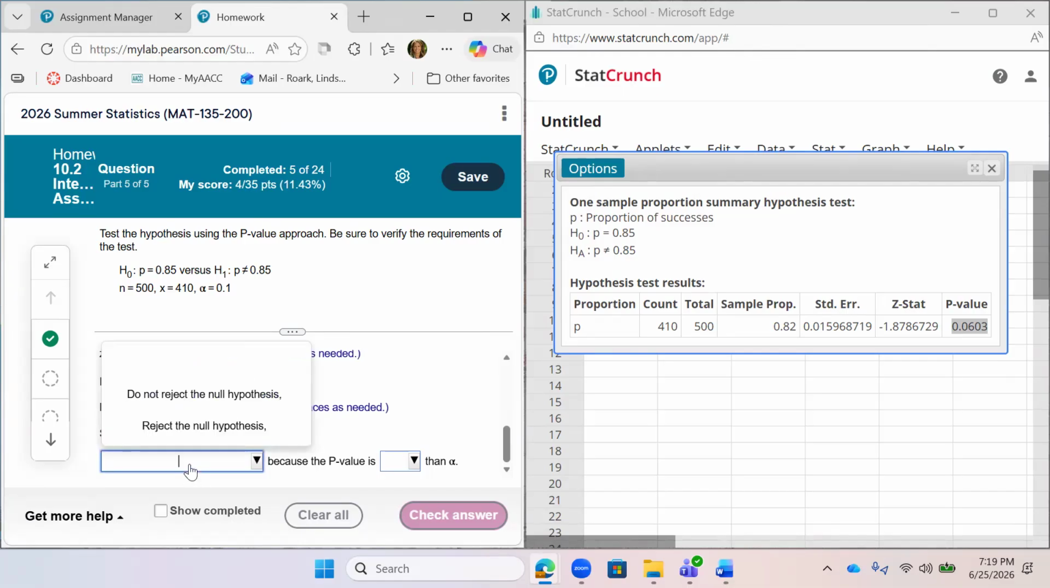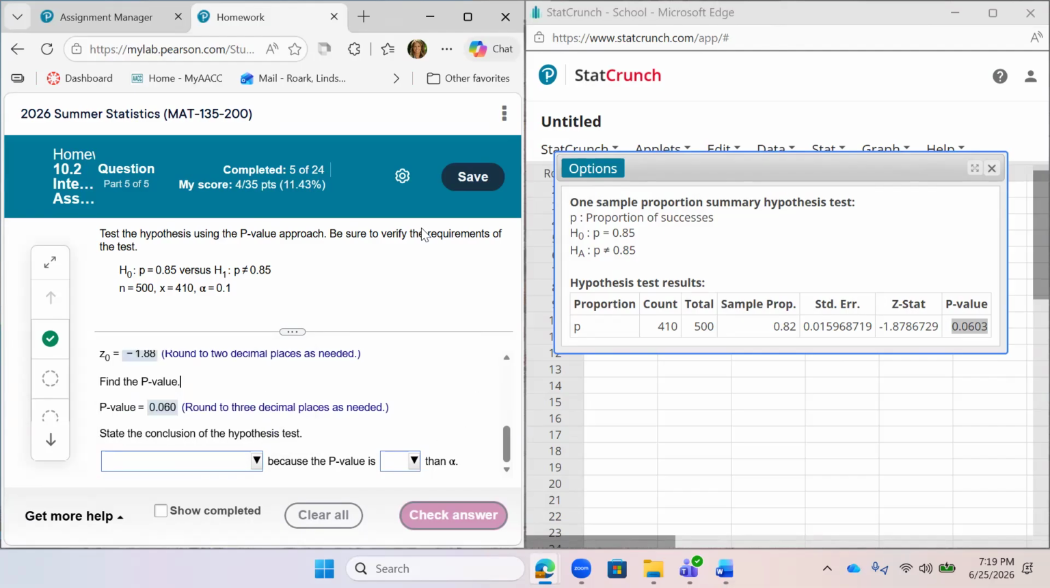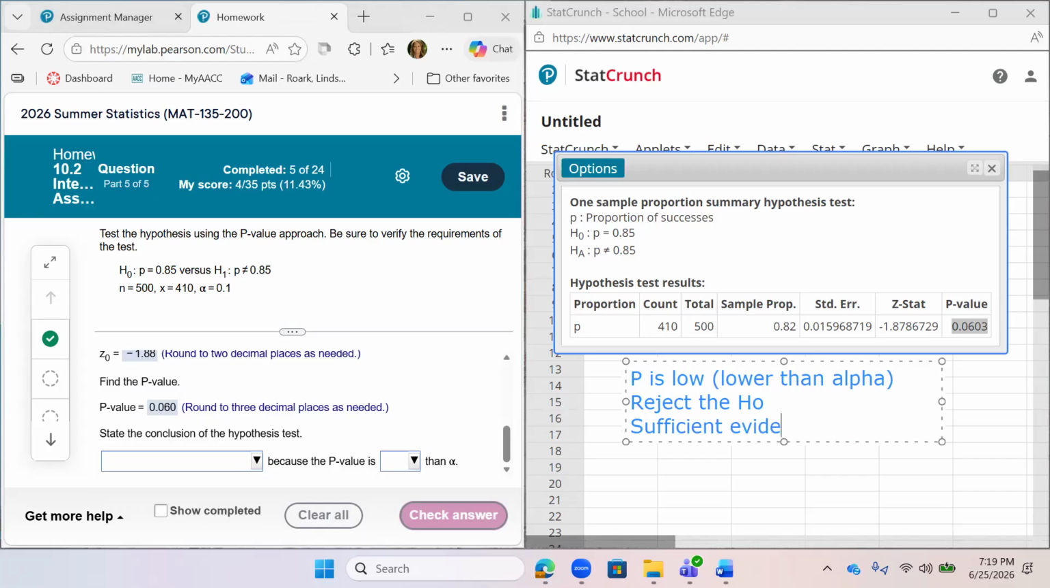So it says state the conclusion. And again, I know that was a lot of information, but this is the opposite of what we had before. This one, the P is low. Okay, it's not that low, but again, it's lower than alpha. So whenever the P is low, you reject the H0. And this means that there is sufficient evidence to support the alternative.